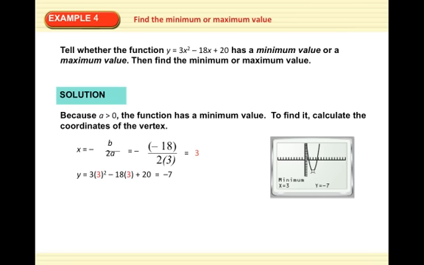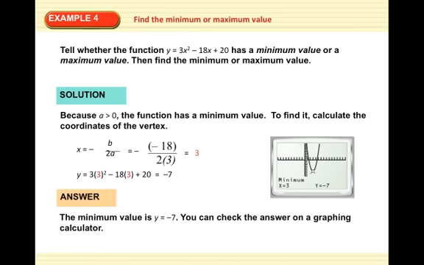How did we get negative 7? Well, 3 squared is 9 times 3 is 27. 18 times 3 is 54, so 27 minus 54 is negative 27 plus 20 equals negative 7. So we have a minimum function value of negative 7. The minimum value is y equals negative 7. You can check the answer on a graphing calculator. But remember, you need to know how to do this by hand because it's going to be on the non-calculator part of your test.